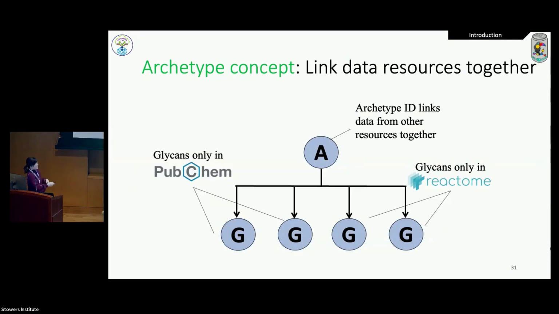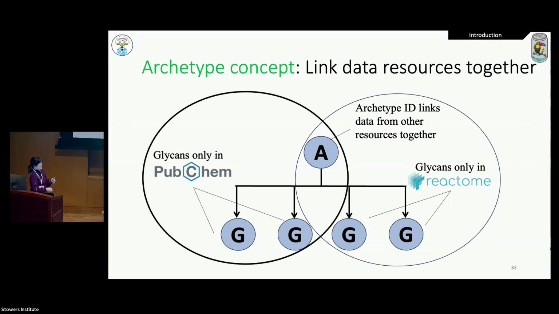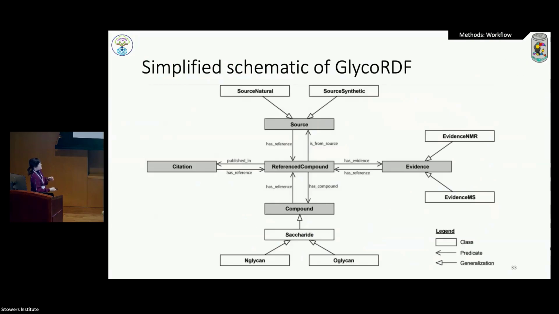It also helps to link data resources. So we have links with PubChem and Reactome and many other resources right now, and they may be using these different variations of the glycans, whereas we can then use the archetype ID instead to really better integrate all these different resources. We also use RDF to store all our data in the semantic web.